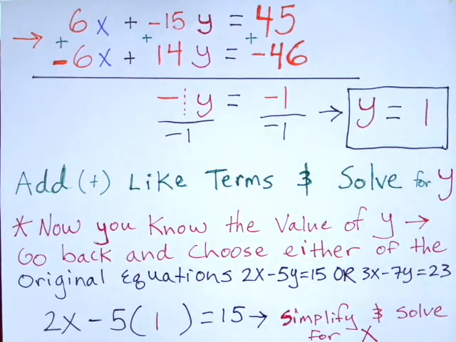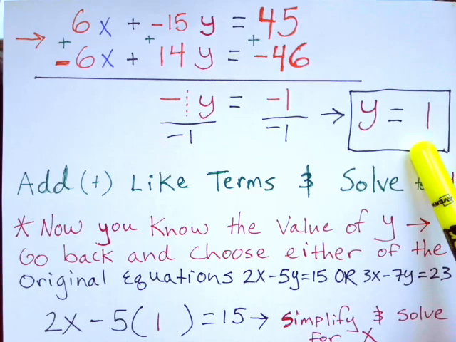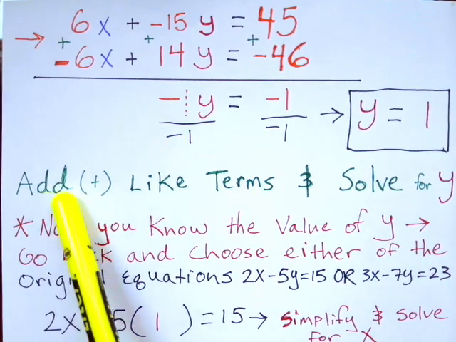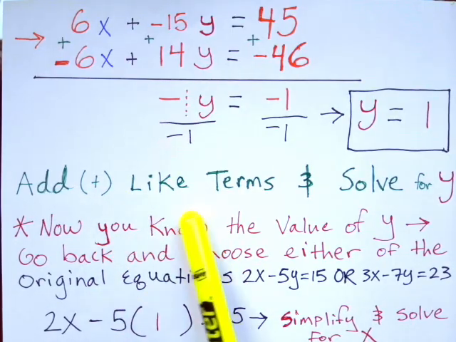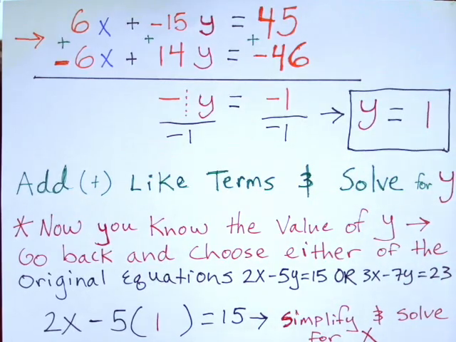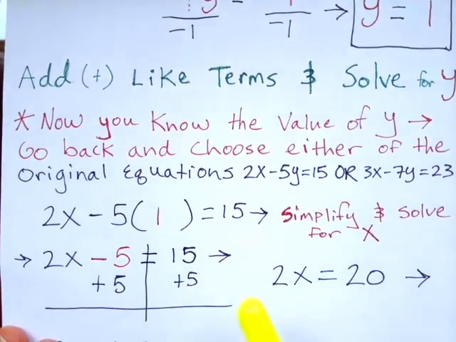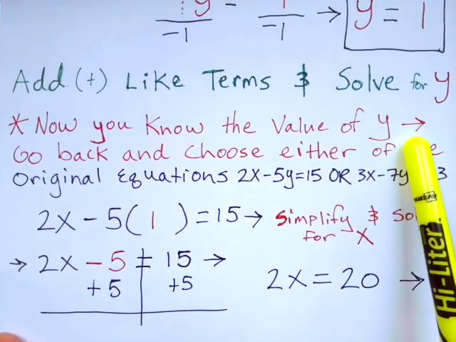And if I'm going too fast, please stop, pause, rewind the video, watch it again. Since I know the value of y, essentially, after adding the like terms, we solved for y. We got y equals 1. Now you know the value of y equals 1.